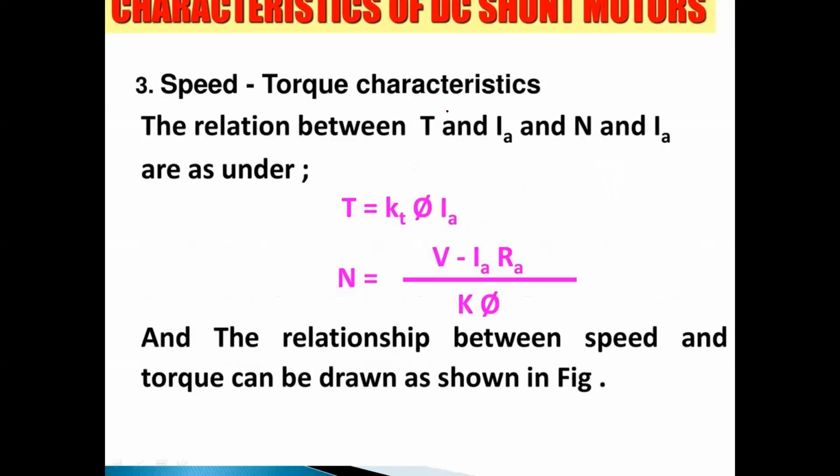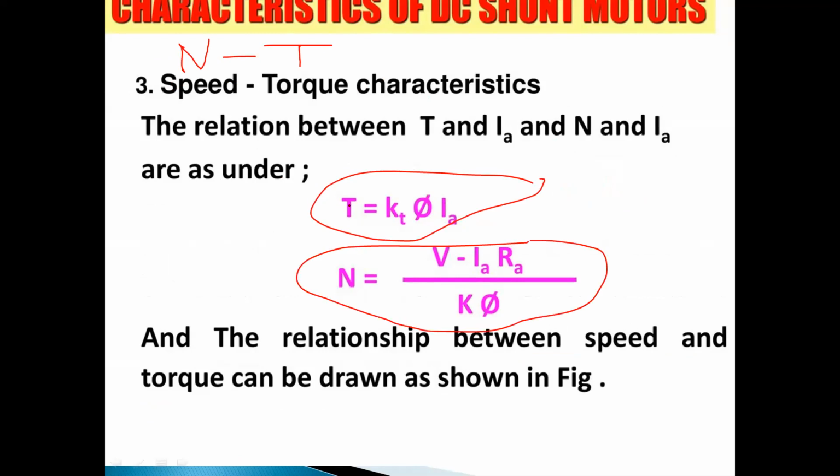Next, for the same shunt motor, the speed-torque characteristics. So this is the torque equation of the shunt motor, and this is the speed equation of the shunt motor. Torque is proportional to armature current. From these two relations, we obtain the speed-torque characteristics of the shunt motor.